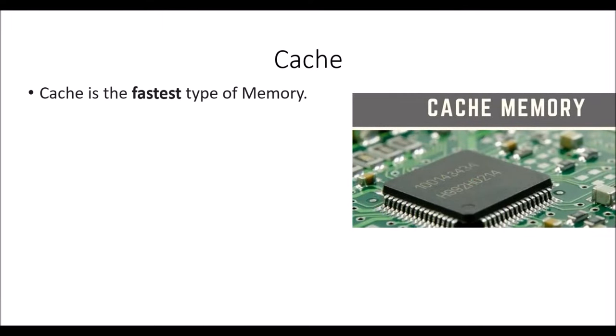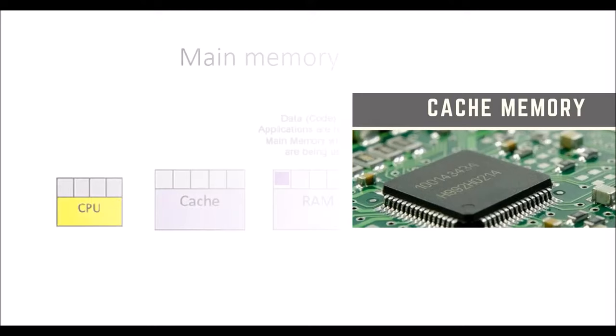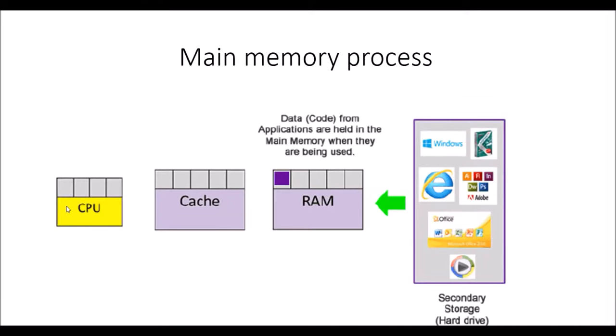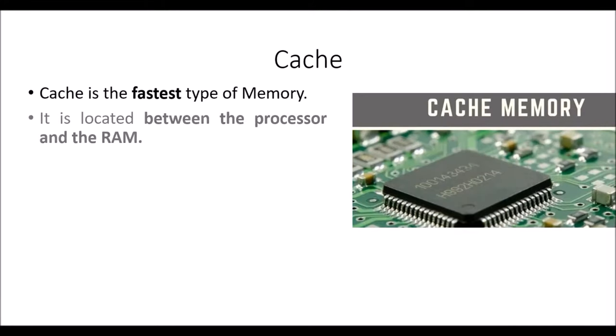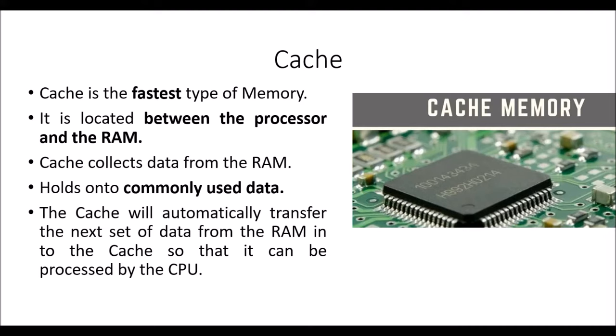Now, cache memory, as I said earlier, is the fastest type of memory. It is located between the processor and the RAM. As you see from here, this is the processor and this is the RAM. In between these, we have the cache. The most often used programs, we put in the cache. Then the cache collects data from the RAM and holds onto commonly used data. The cache will automatically transfer the next set of data from the RAM into the cache so that it can be processed by the CPU.